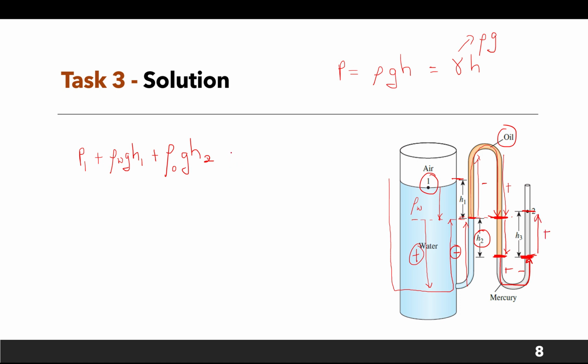So it will be, sorry, it's negative, because I'm going up. Positive in our case is coming down, so it's negative. So minus rho of mercury g h3. Now, because I'm at interface 2, I'll just equate that to, let's say, P2, and this is the same thing as P atmospheric. Are you getting the idea?